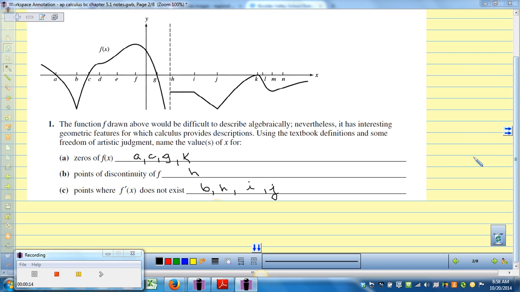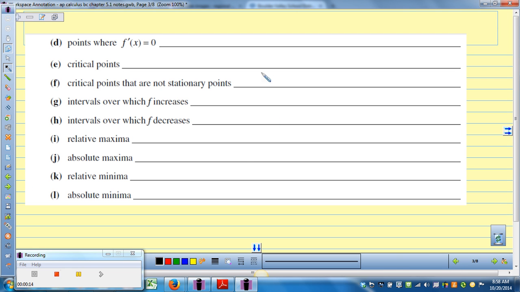All right, moving on. We won't see the picture anymore, but let's fill in what we found. This is letter D, points where F prime equals 0. Joey, help me with that one. I said F, K, M, D. F, K, M, and what else? D. D as in dog, yep.